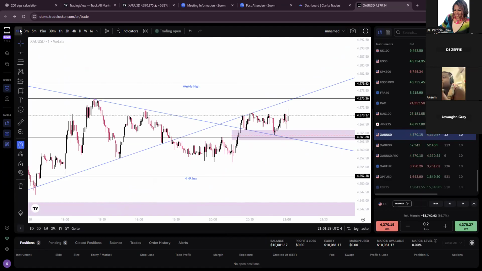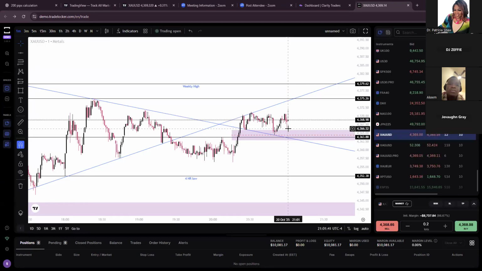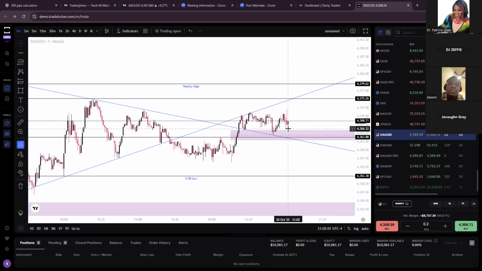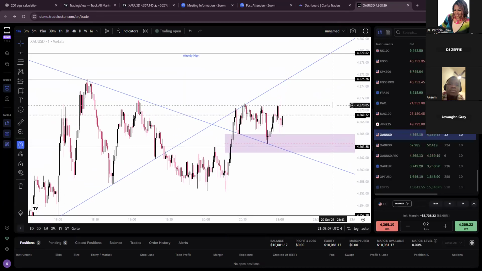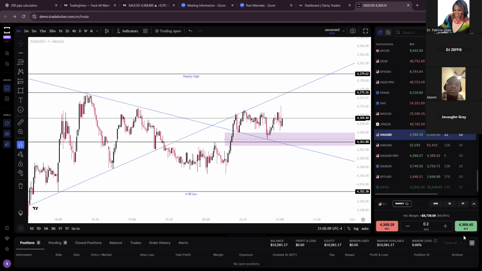All right, I'm going to buy right here since it's pulling back some. Stop loss below this wick right here, this 1 minute wick. It's 35 pips for me, depending on where you entered. I didn't even get in on this one.